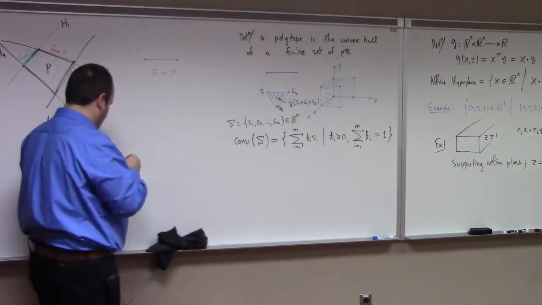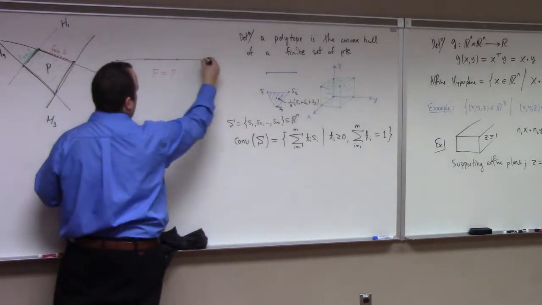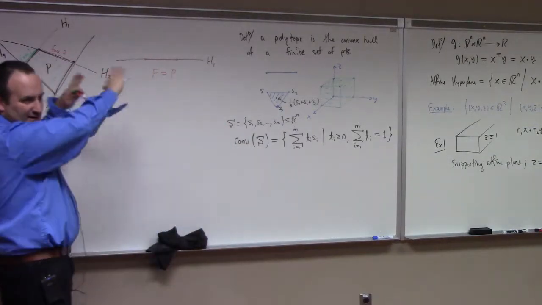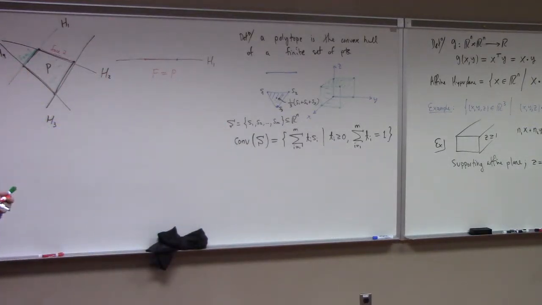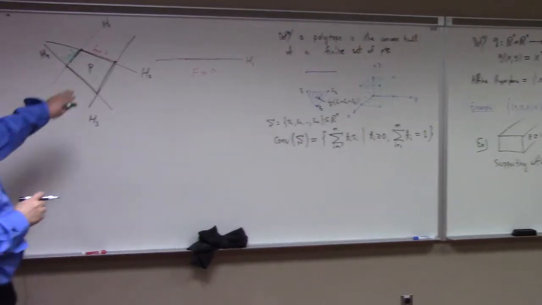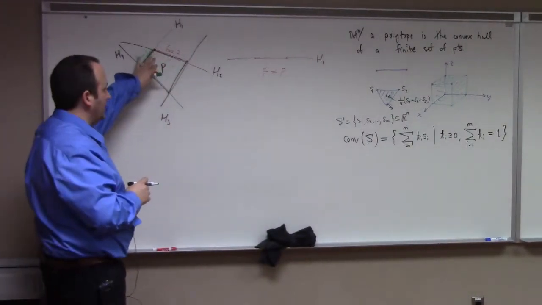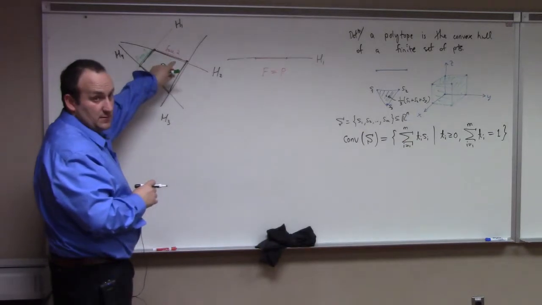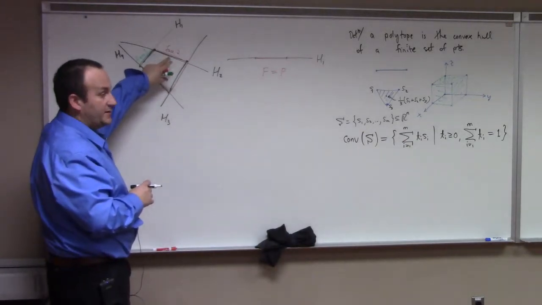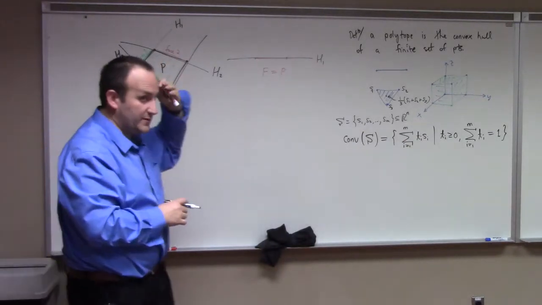So if H1 was restricted, this would be H1, right? But if H1 didn't exist, only existed in conjunction with P, then that line segment of P would be like a non-proper face. Like these ones, of H1, right? Of P. We talk about faces of the polytope, not of the bounding hyperplanes.